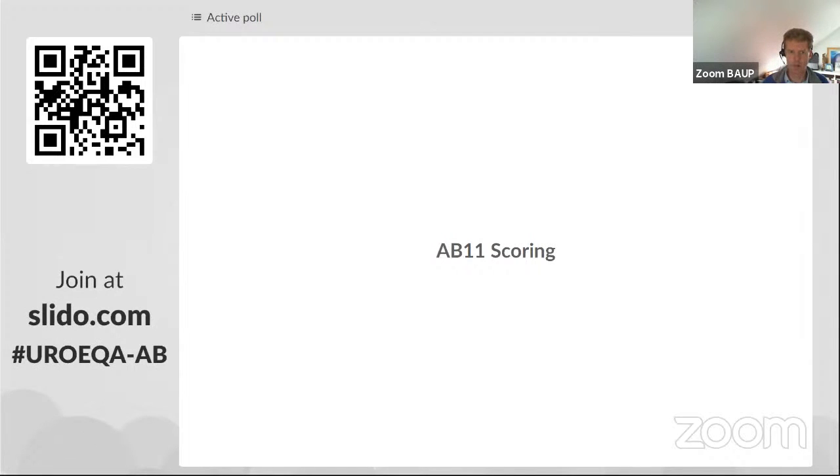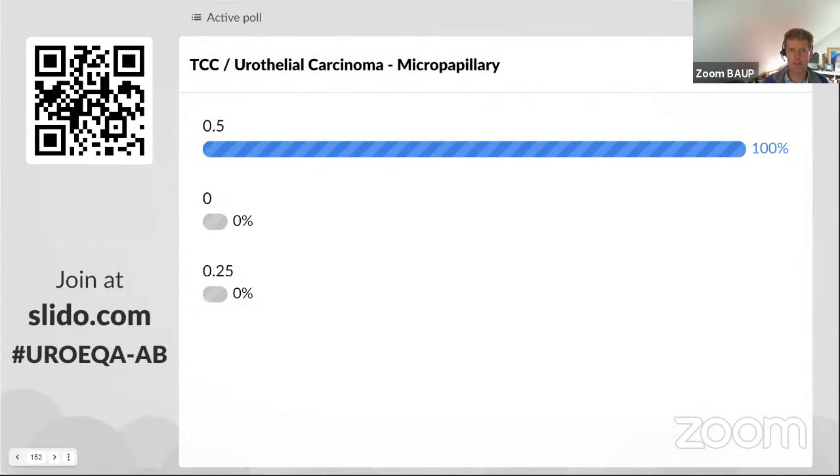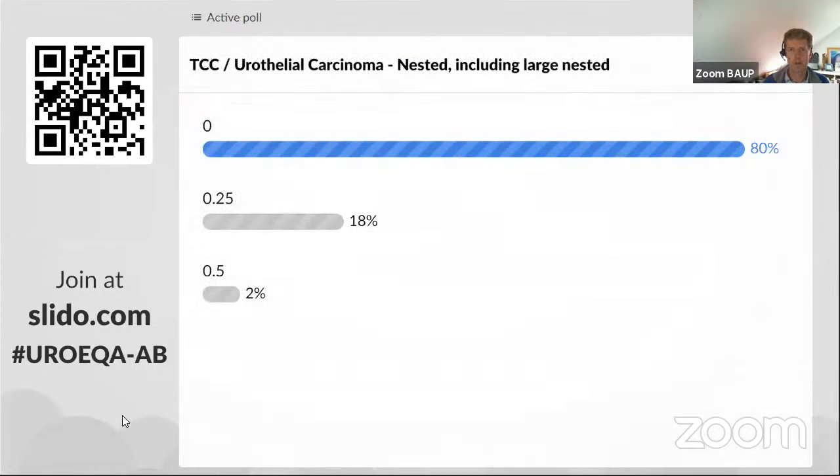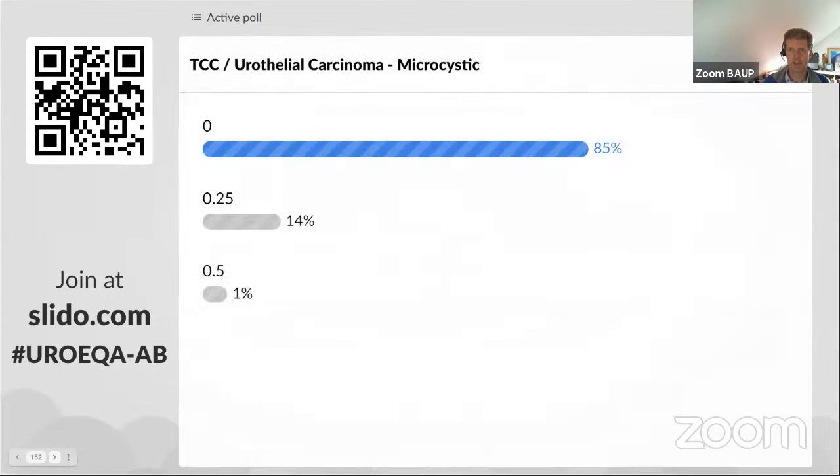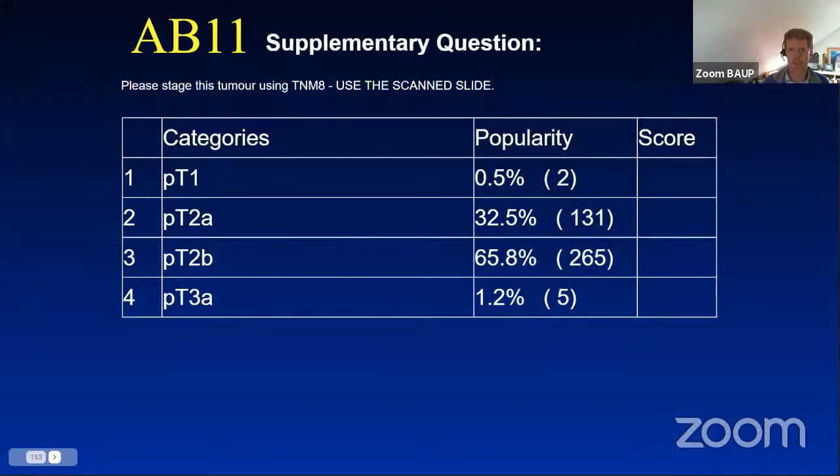I'm conscious of the time, so I'm just going to speed through this. So micropapillary scores 0.5, nested 0, glandular differentiation 0, microcystic 0.